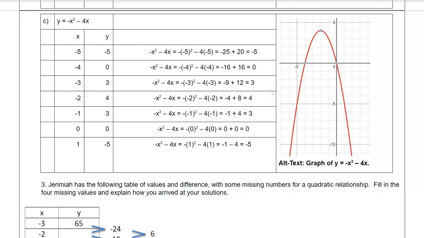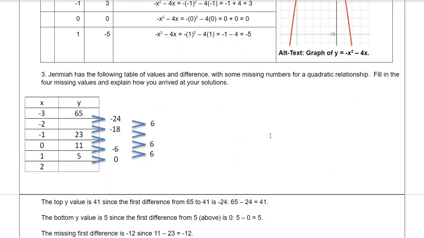So we plot those points. -5 would be right here, that point. -4 is 0, so that would be that point right there. -3, +3, so -3, +3, that's the vertex right at the top. -2, oops, oh, no, I did the wrong point. -3, 3, but that point, the vertex is actually at -2, 4. -2, 4 would be there. -1, 3, so -1 at 3 is right there. 0, 0 is that point right there, and then 1, -5. So we go to the right 1, down 5. Right there is the point, and that would be graph number C.